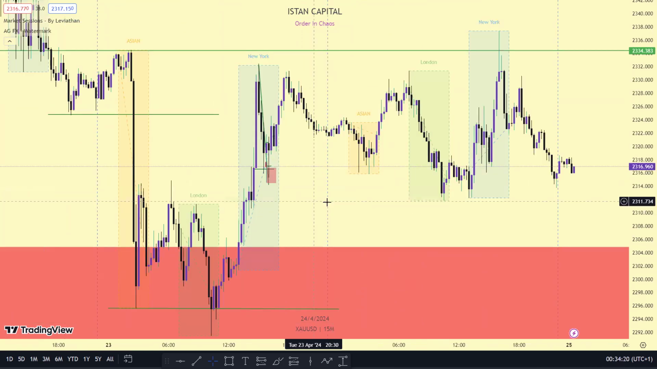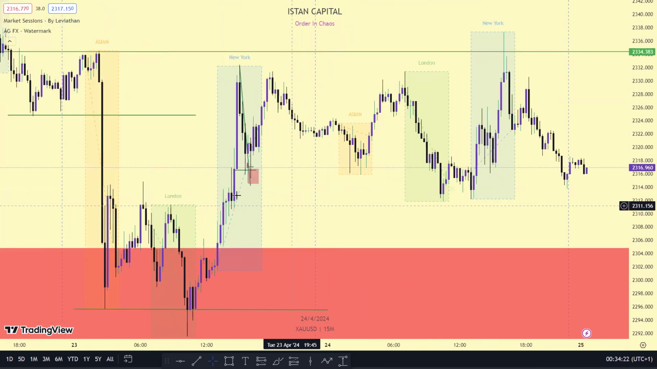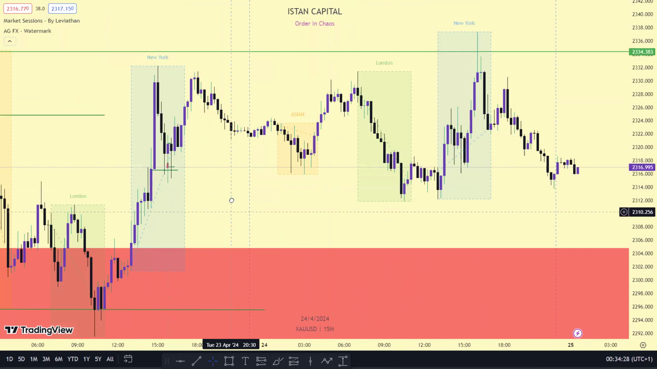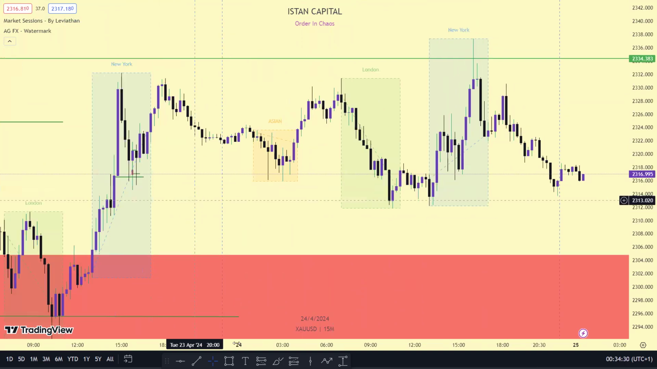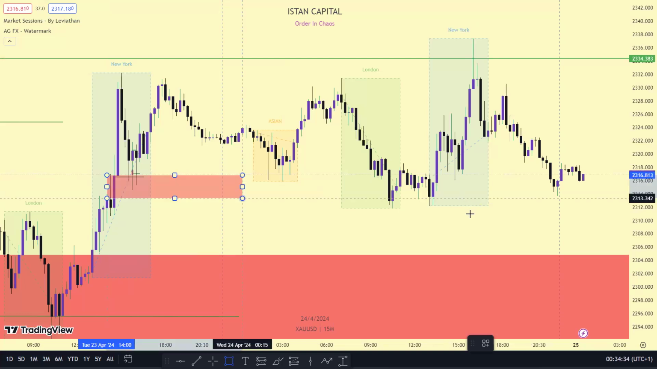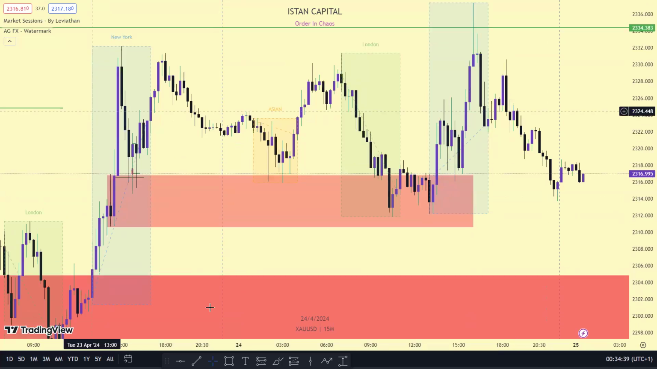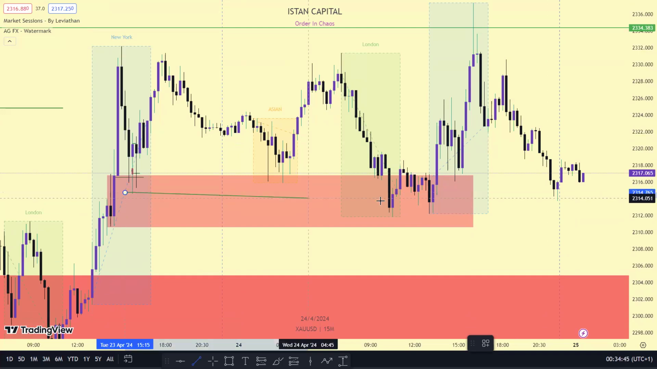So in the 15-minute time frame, let's start from there. Let me just delete this. Where is my nearest zone for possible buys? Here. You can see this clean zone, right? And you can see liquidity resting above, just from the previous day.